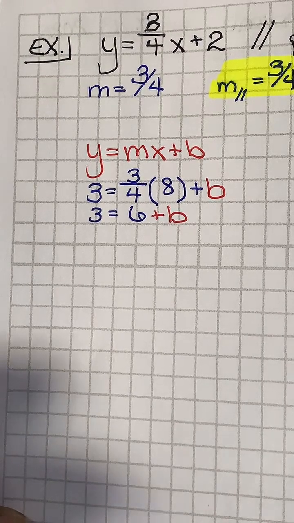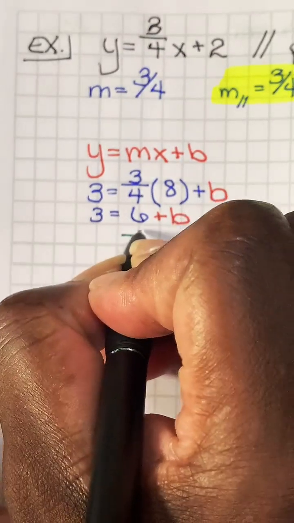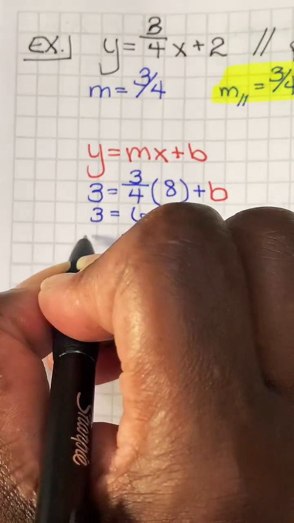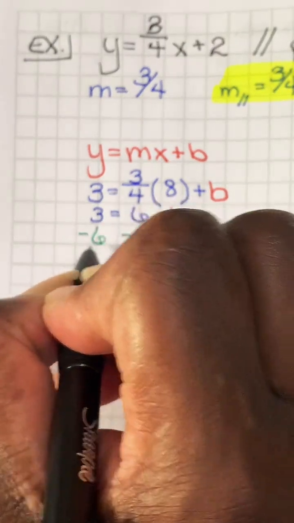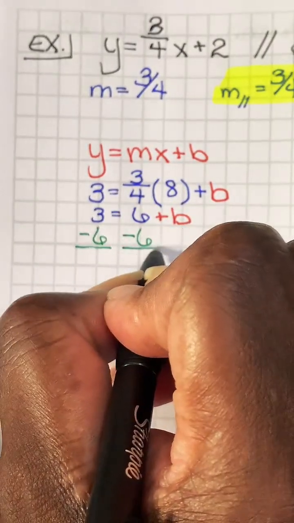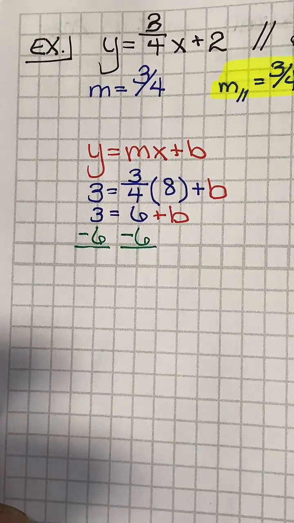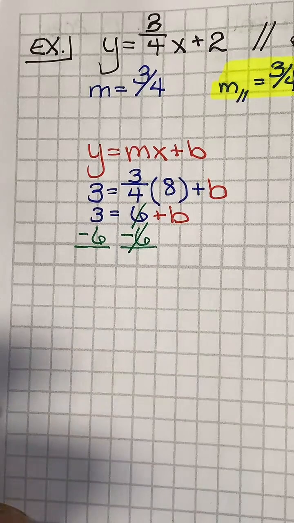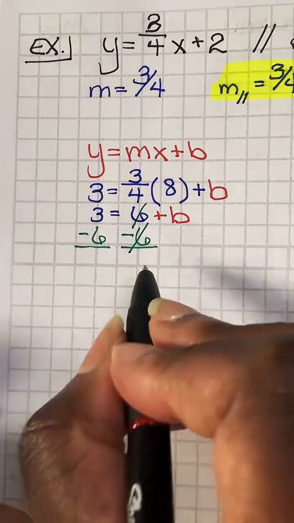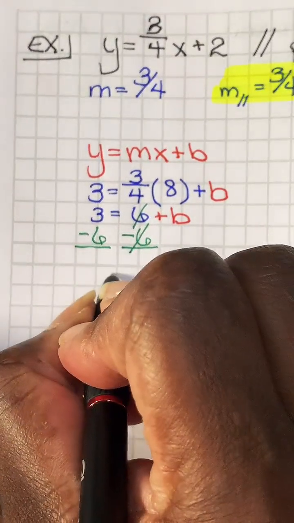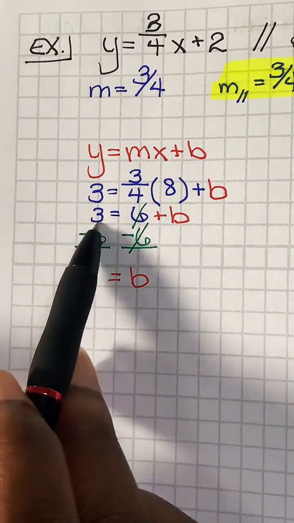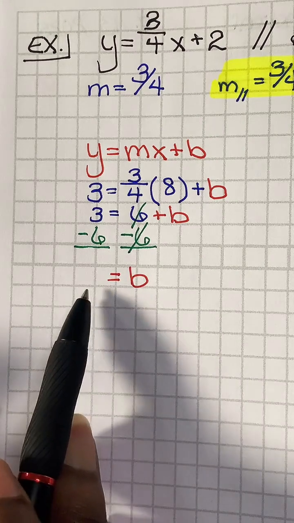So we're actually going to subtract the 6, okay? This is that one person in the bar that you just want to leave you alone. So you want to eliminate them from your life. So you bring down your b, and then 3 minus 6.